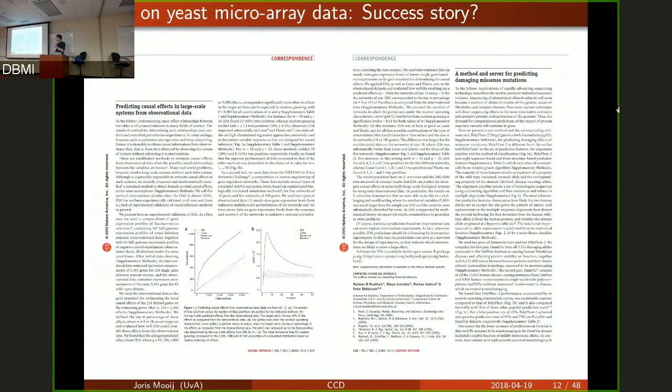And they evaluated this using this interventional yeast gene expression data. And they showed that they could predict the strongest causal effects much better than random guessing or regression-like baselines. So I was very happy back then. I thought, great, convincing proof that constraint-based causal discovery really works.